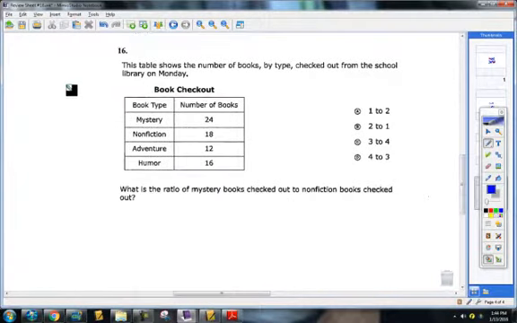Here, this is chapter 5, so this is what we just did. It's all about reading. We want to know what is the ratio of mystery books checked out to non-fiction books. Okay, so from there you're gonna have to go up and figure out what that ratio is, and then obviously you're gonna have to simplify it.